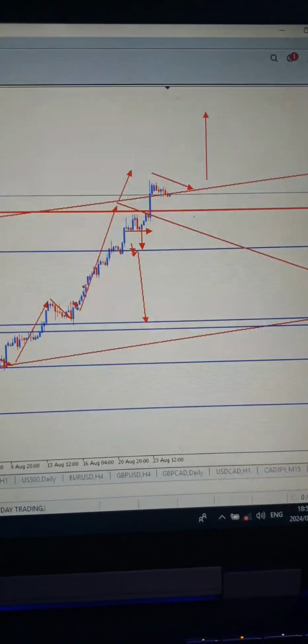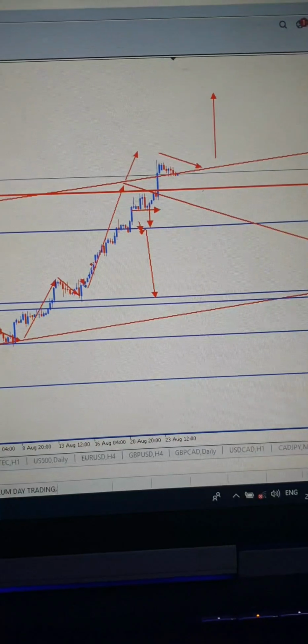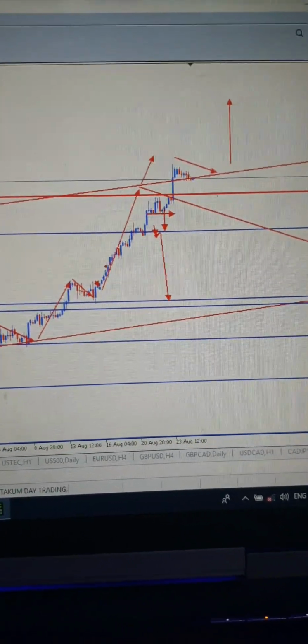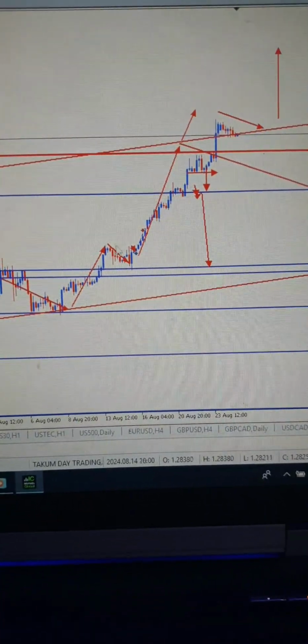Let me give a rundown of what is happening based on the fact that I speculated the market. Like I told you, the market always has two directions: either it's going up or it's going down. So you have to predict your direction with your trend lines, your support and resistance, coupled with price action, chart patterns or candlestick patterns. Let me start from here. We started analyzing the market right from here.